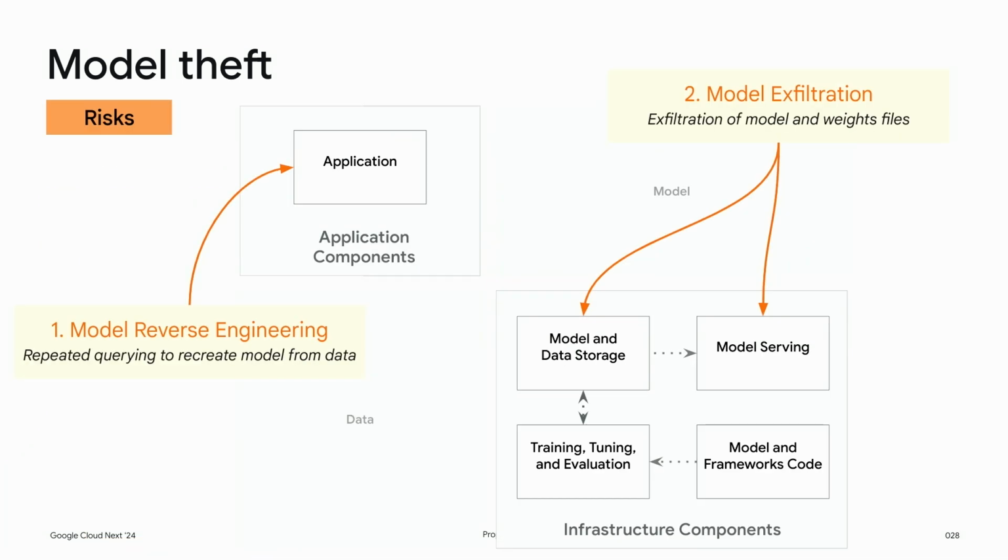We're worried about both. So, again, coming back to our systems diagrams. Now we're focusing on the application components, where usually a front-end application to the LLM sits, and the infrastructure components, where the back end of storage and serving and other infrastructure sits. The model reverse engineering threat really flows through the application. And the application may enable repeated querying of the model to recreate the data to recreate the model. The model exfiltration threat usually applies to the model and data storage systems or the model serving systems, where if an attacker had the appropriate access, or in this case, inappropriate access, they'd be able to extract the files out.